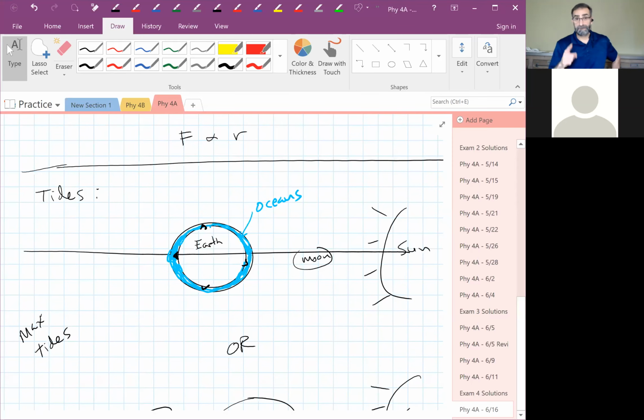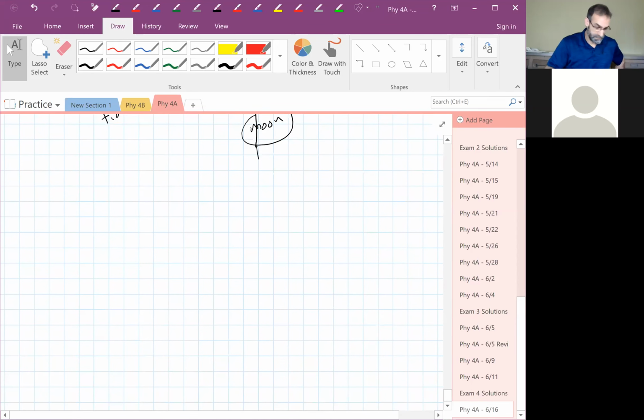Which one exerts the greater force of gravity on the Earth? Is the force of gravity between the Earth and the moon greater, or is the force of gravity between the Earth and the sun greater? The force of gravity between the Earth and the sun is much greater. Yet the moon has the bigger effect on our tides. Let's see why that is.